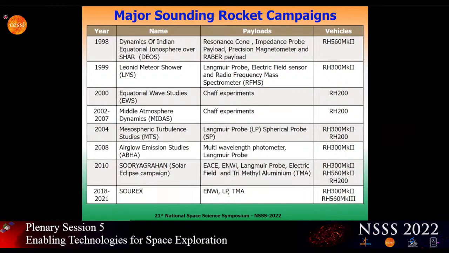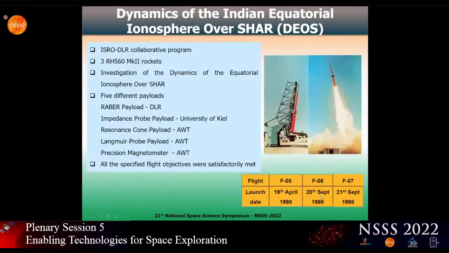The DIOS launch from SHAR, that is Dynamics of Indian Equatorial Atmosphere, using 560 rockets, the Leonid Meteor Shower, the Middle Atmosphere MIDAS launches of RH-200, the Surya Grahan campaign. To note, we had 11 launches in 2 days. In 2010 January, we had, I'll come to the detail of that. And the last was the SAUREX experiment, which was initiated by SPL. We had 2 launches in 18 and 21 using 300 and 560 launches.